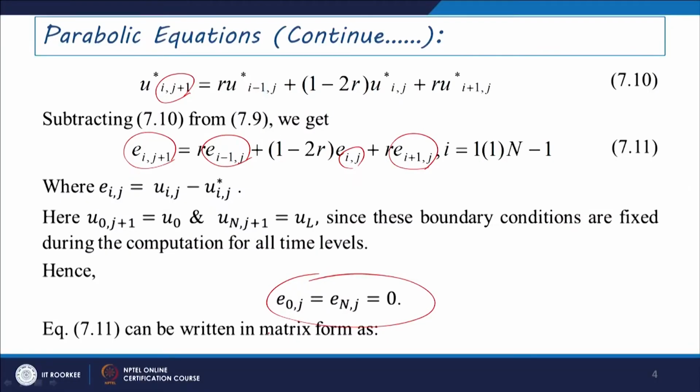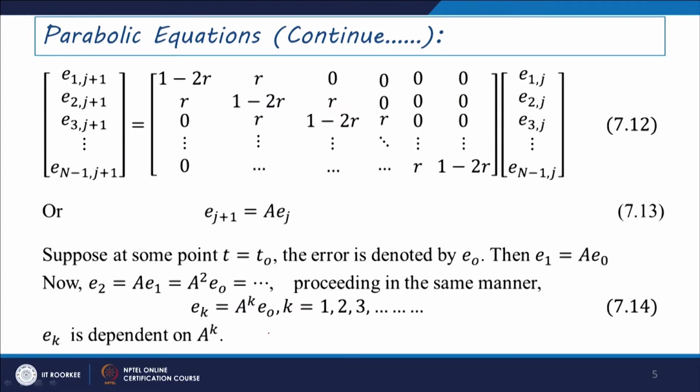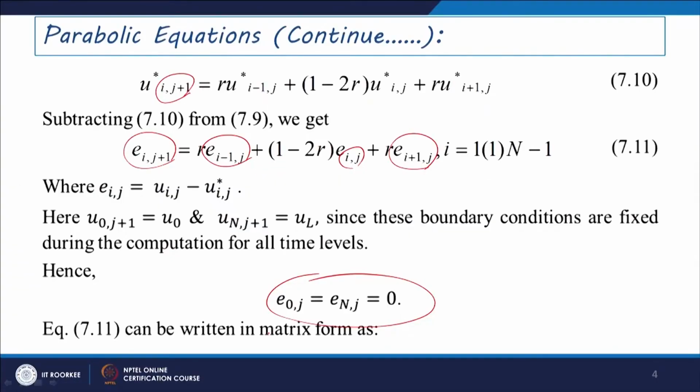If you write these error terms for each term from 1 to n minus 1, then they can be represented in matrix form as e 1, j plus 1 to e n minus 1, j plus 1. Since e 0 is fixed and is 0, and e n is also 0, if you put these values here, for the first state of calculation this gives you the 0 value. So the starting coefficient will be 1 minus 2 r, and the next coefficient is r.